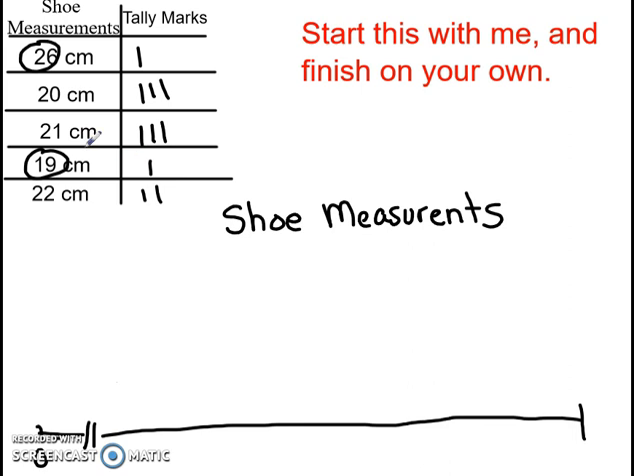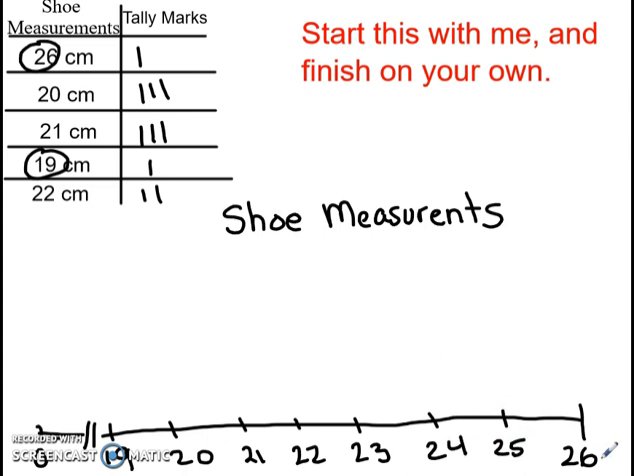Now, after my break, my smallest number in my chart is going to be my first number. So I'm going to put a 19 there. And then I'm going to count by ones until I get to 26. 26 will be the last number on my line plot. So 19, 20, 21, 22, 23, 24, 25, and 26. So go ahead and draw your line plot in your notebook.